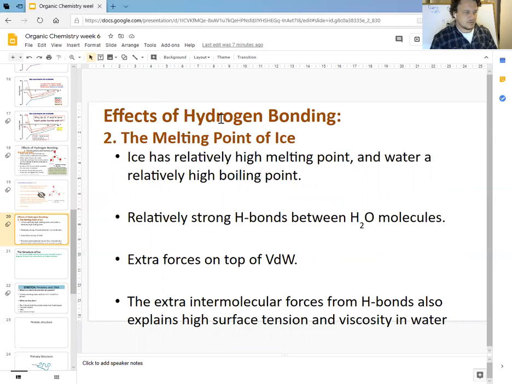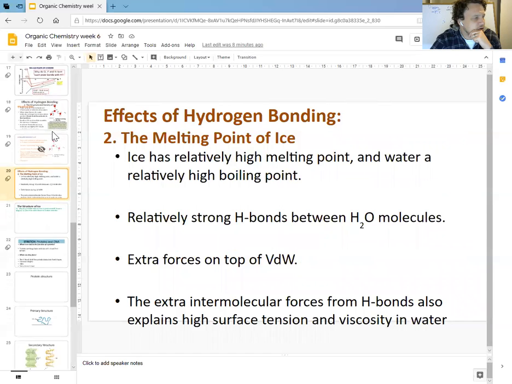So, the melting point of ice is relatively high, as is its boiling point. That's because of the strong hydrogen bonds between the H2O molecules, which is on top of the van der Waals forces and the dipole-dipole forces. You've got the hydrogen bonding as well. So high surface tension is why some bugs can run across. It's why water has its buoyancy level that it does, and explains the low viscosity.